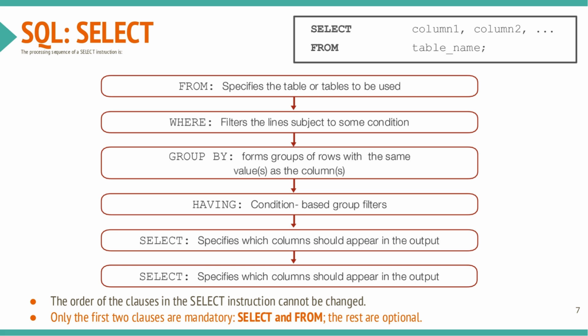Where, this is any special request or filter. Filters the rows subject to some condition. The other parts, group by, forms groups of rows with the same value for some columns, and having is condition-based group filters.